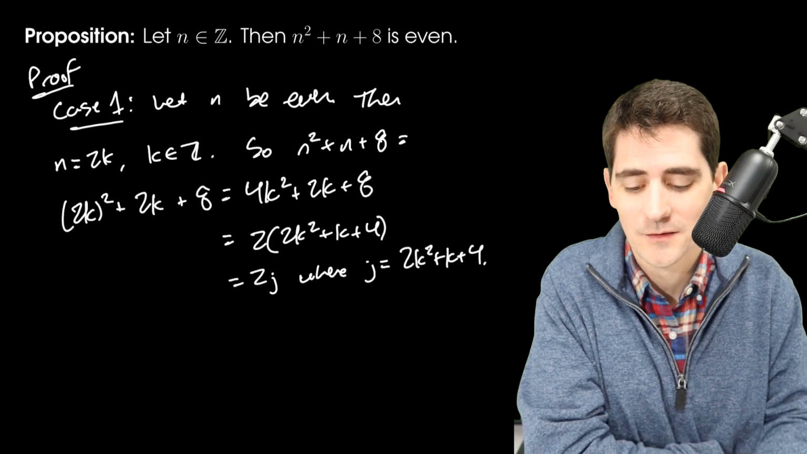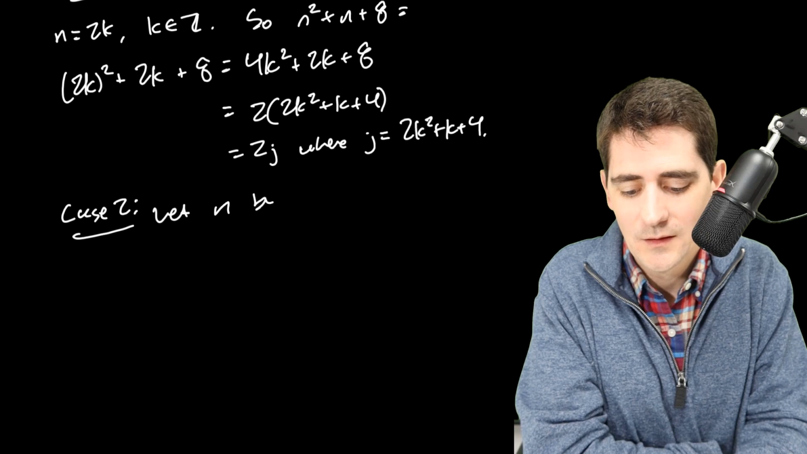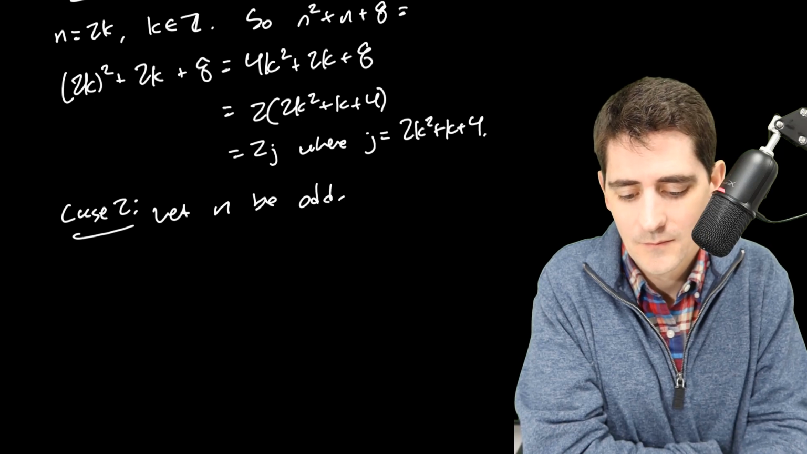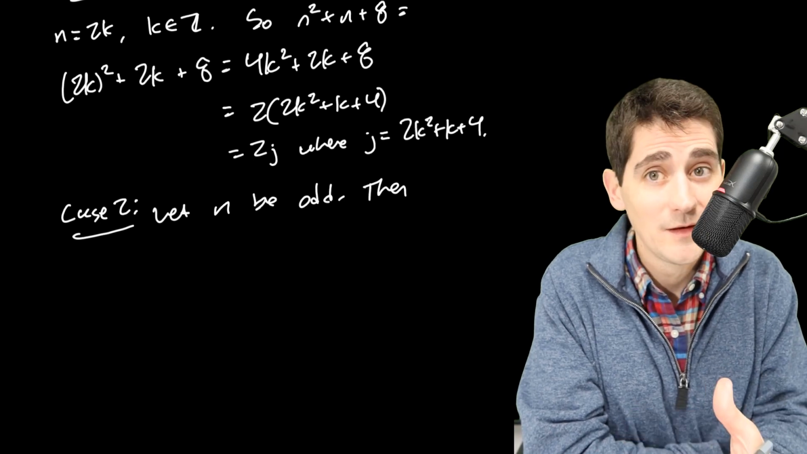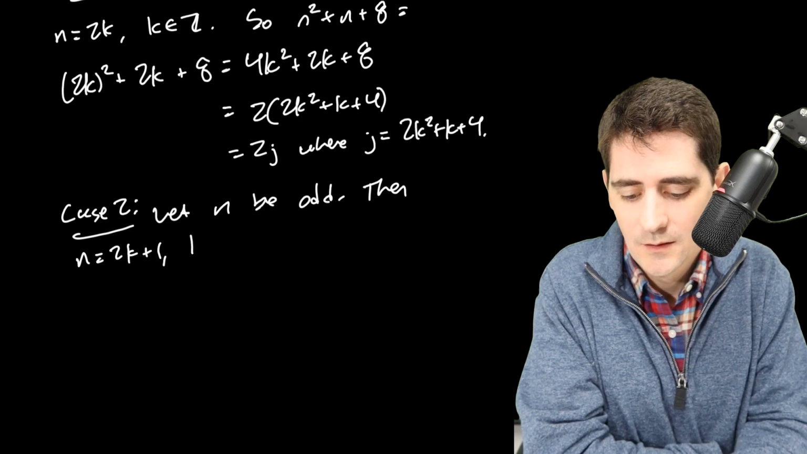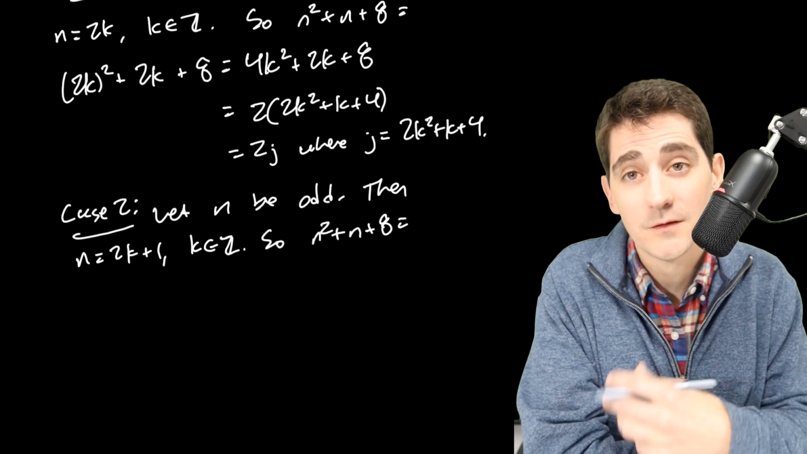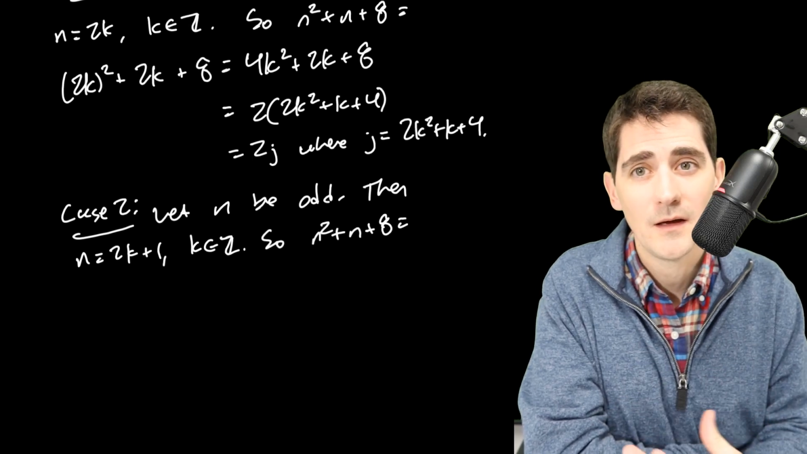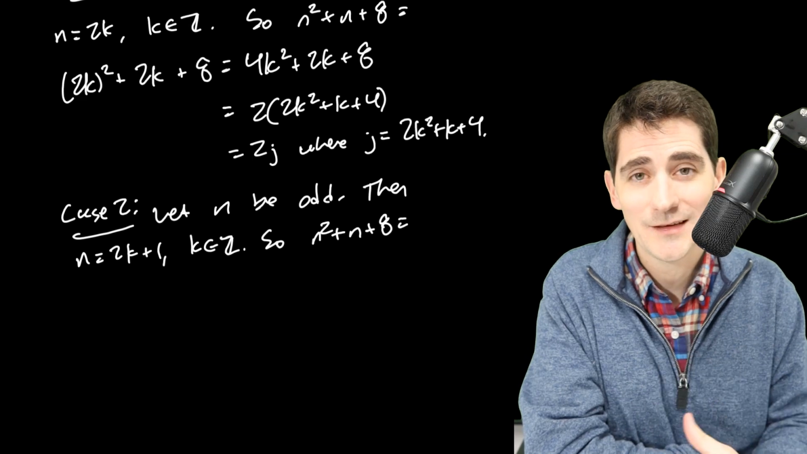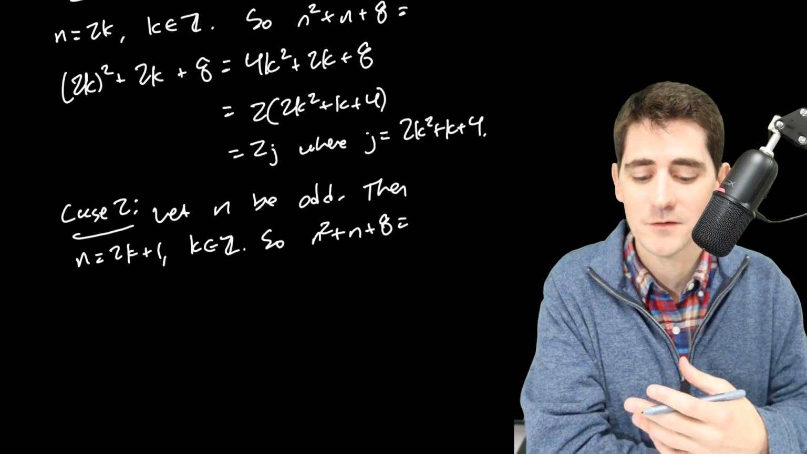Let's do the odd case now. So case 2, we're going to let n be odd. Then by definition, n is 2k plus 1, where k is some integer. And hopefully this is starting to feel just a little formulaic by this time. If not, just keep practicing, because that's where you've just got to get the experience. If you haven't done this before, it can be very strange.